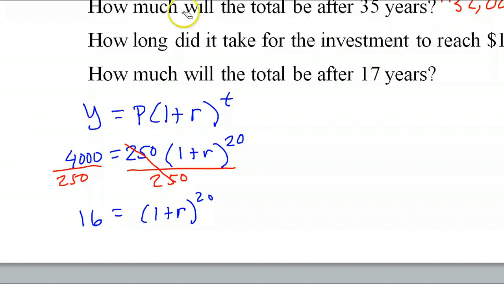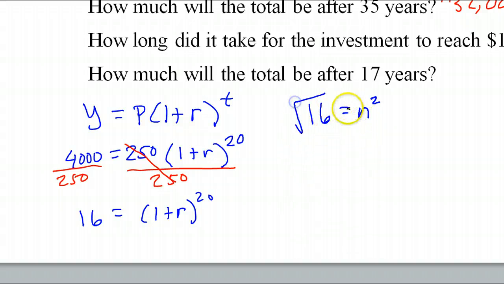But remember this, guys. For example, say if I had 16 is equal to n squared. How would I get n by itself? Okay, you guys know I would take the square root of both sides. Well, what if it was n to the 3rd power? All right, well then I would take the cube root of both sides, right? And that would get n by itself.